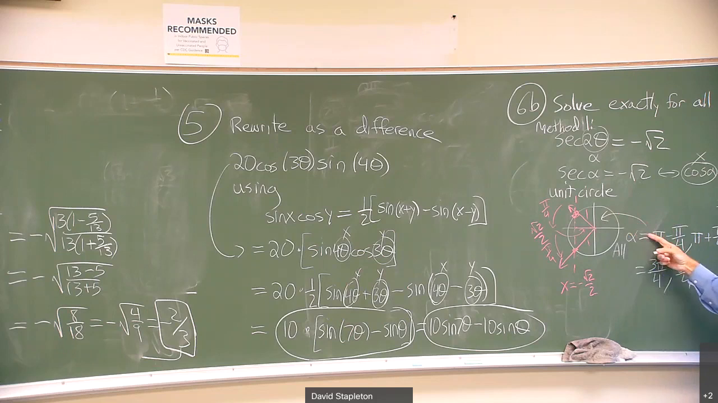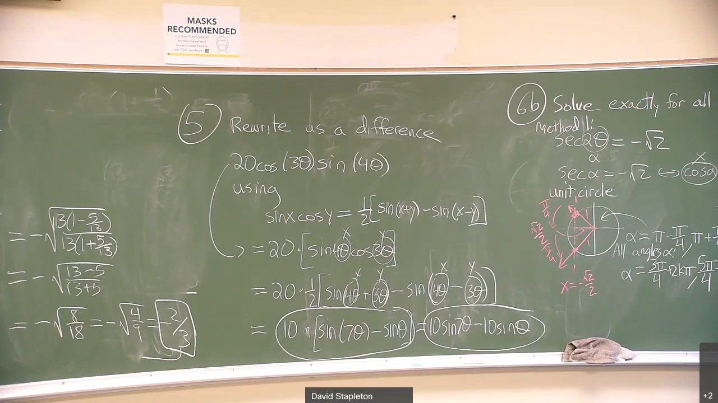Here's the two I drew within one rotation, but if I want all angles alpha, I take these plus 2k pi. There's all angles alpha. K can be any integer, a number with nothing after the decimal. And you only do that when it says exactly all possible angles.